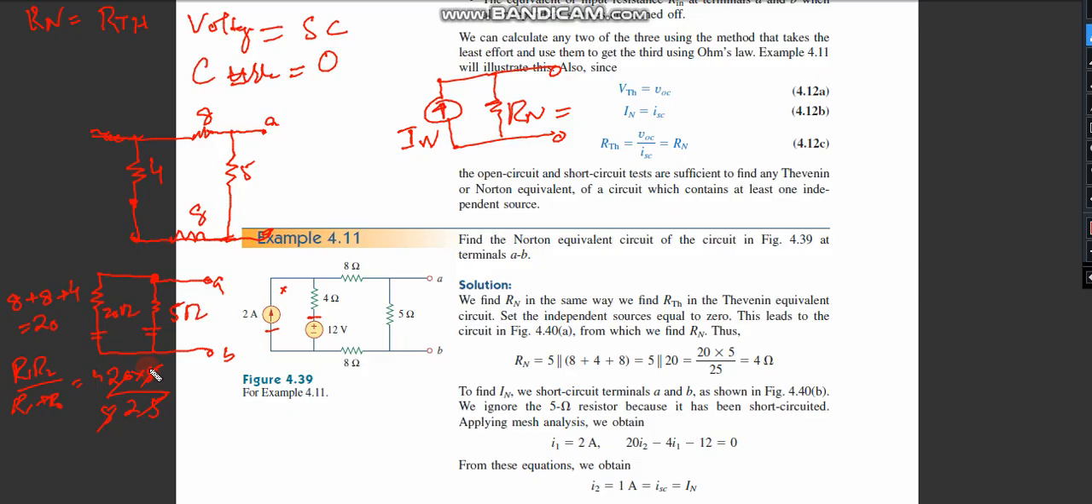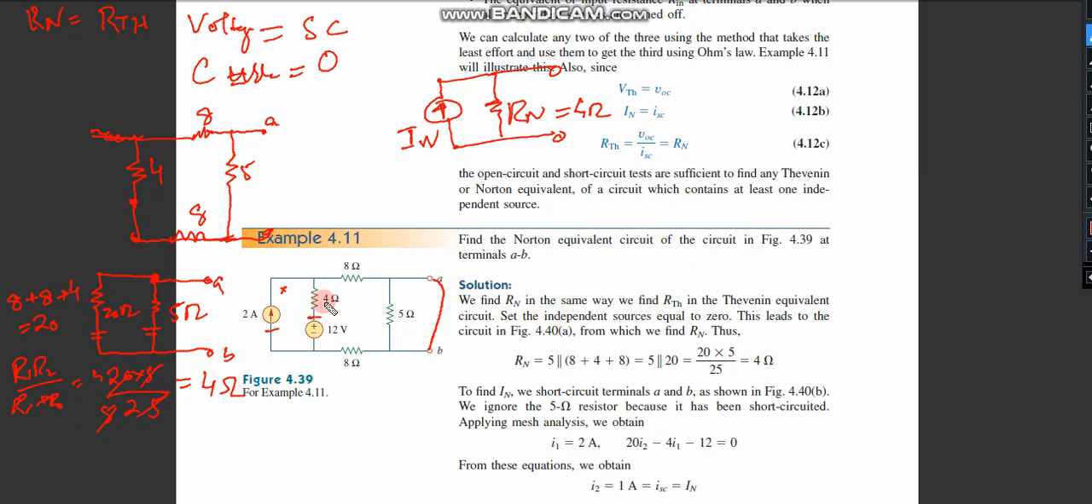So basically the resistance is equal to 4 ohms. So it means that Rn is now 4 ohms. What about In? In order to evaluate In, I would short circuit these two terminals in the circuit.